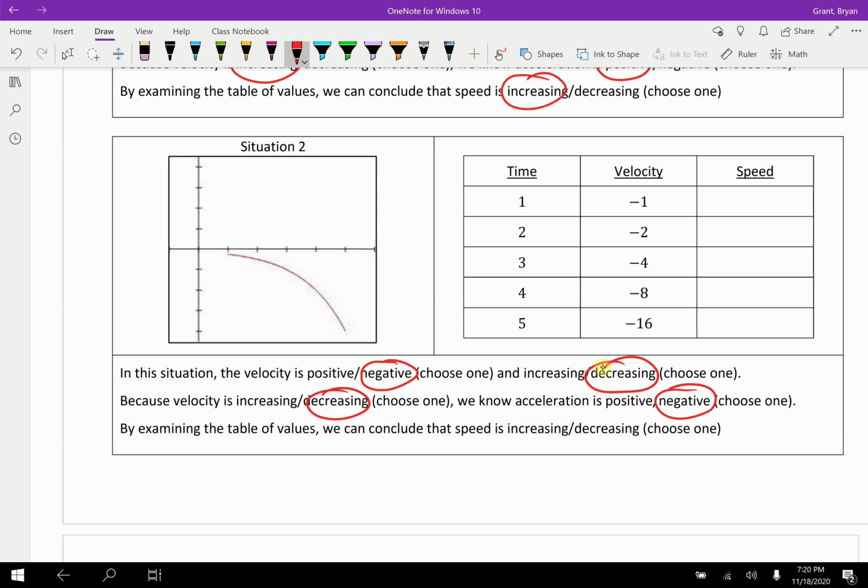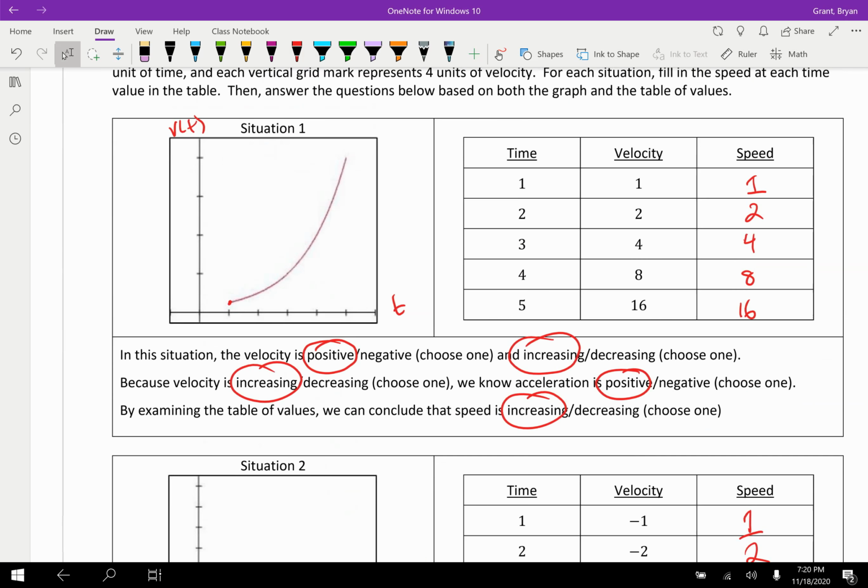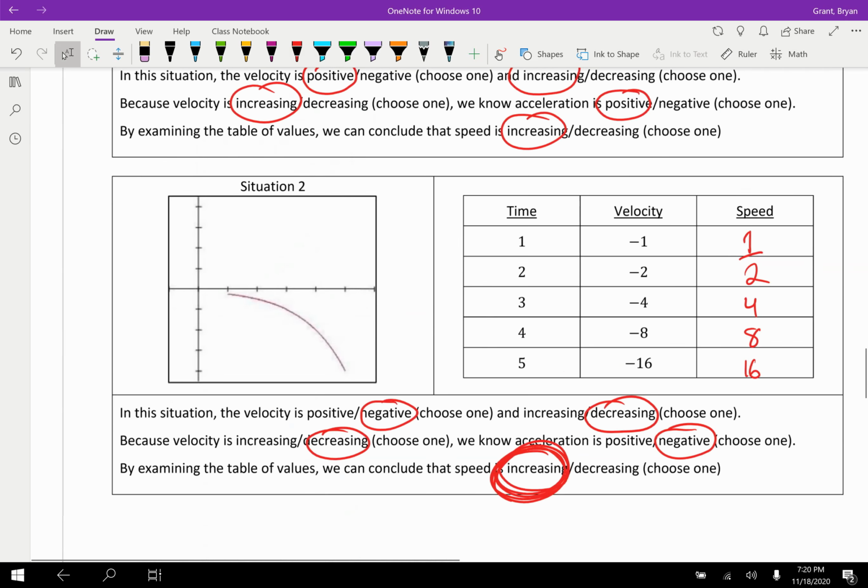Let's get these speeds in here. A velocity of -1 means moving left at a speed of 1. Speed of 2, speed of 4, speed of 8, speed of 16. By examining this pattern, can't we determine that the speed is increasing? And that's interesting. Everything else here was negative, but the speed was increasing, versus up above, everything was positive, and the speed was increasing.